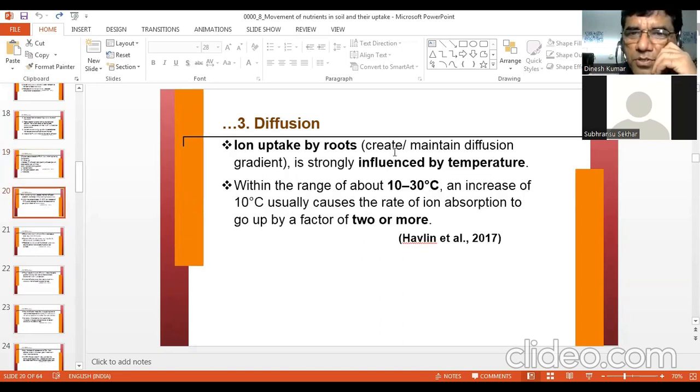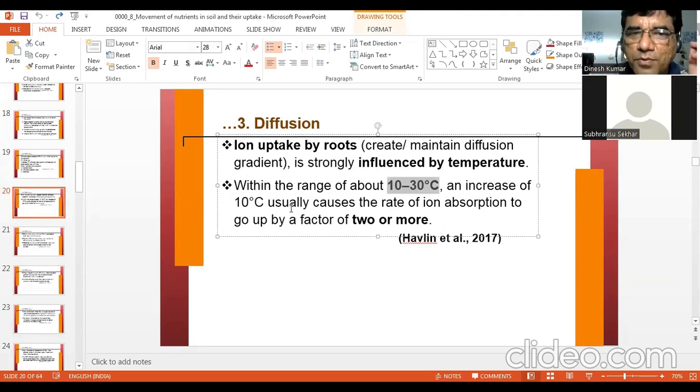Ion uptake by roots, or creating and maintaining the diffusion gradient, is strongly influenced by temperature. So besides those factors, another external factor affecting diffusion is temperature. Within the range of about 10 to 30 degrees centigrade, an increase of 10 degrees centigrade usually causes the rate of ion absorption to go up by a factor of 2 or more. This is applicable only from 10 to 30. So if you go from 10 to 20 or 20 to 30, then this applies, and beyond 30 it will not apply.